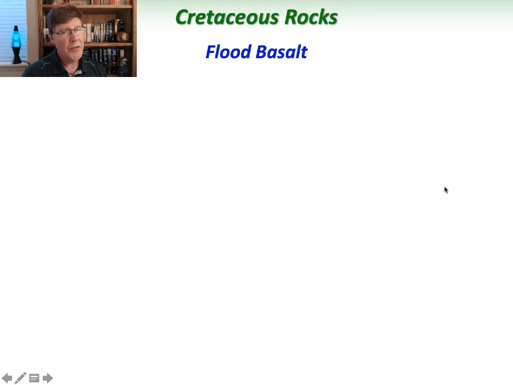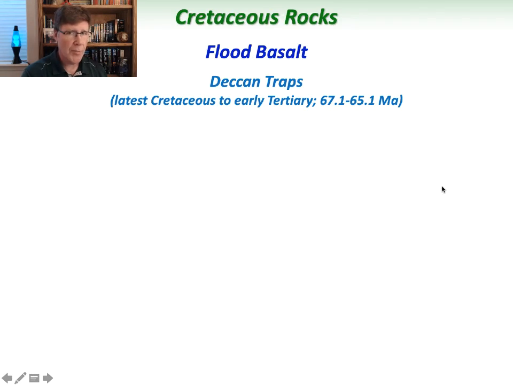Well, another major flood basalt event occurred in the Cretaceous, and it's called the Deccan Traps, which occurred at the end of the Cretaceous and lasted into the early part of the Tertiary. 67 million down to 65 million, right across the KT boundary, as we call it, the Cretaceous Tertiary boundary.